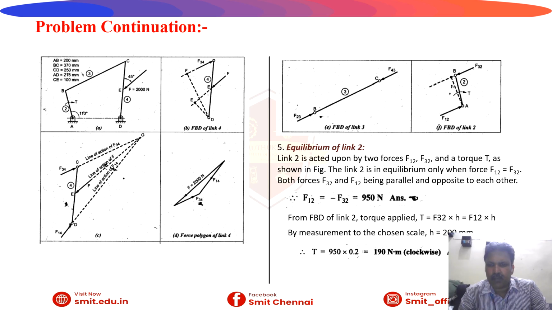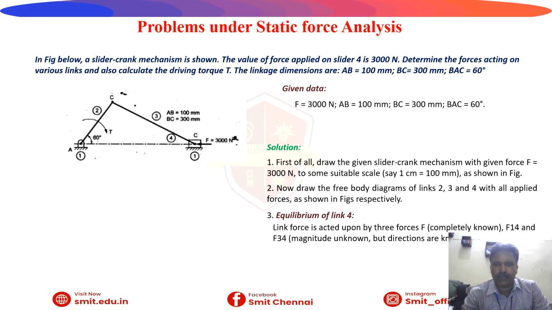We can see from the free body diagram of link 2 that torque will be applied. Torque, everybody knows, is force into perpendicular distance. Therefore F32 has a distance of h. The measurement we can get is 200 millimeters according to our scale, changed to meters. According to unit conversion, torque will be in Newton meter. Therefore 0.2. The final answer is 190 Newton meter in clockwise direction.